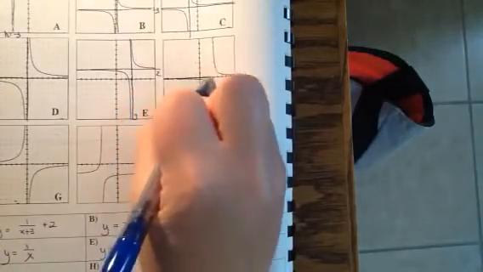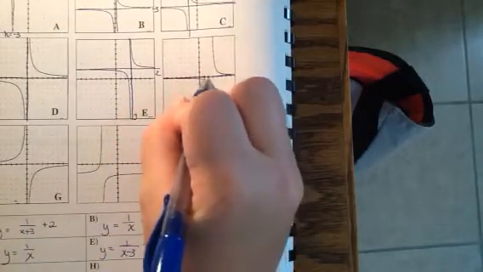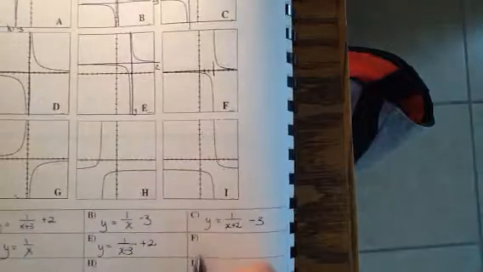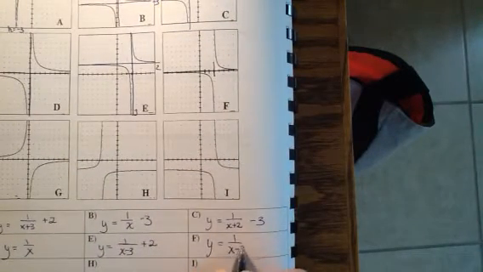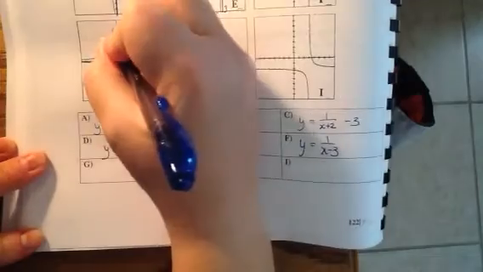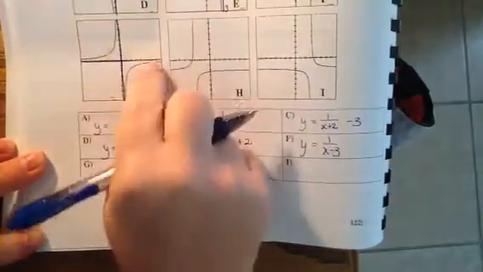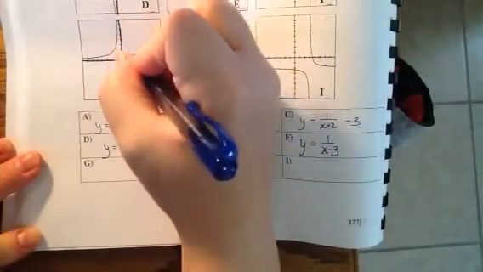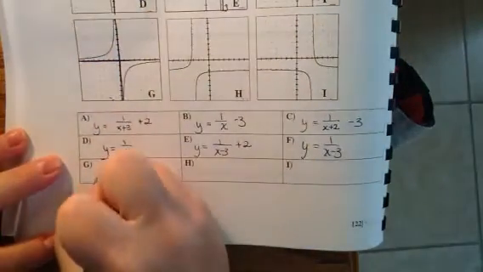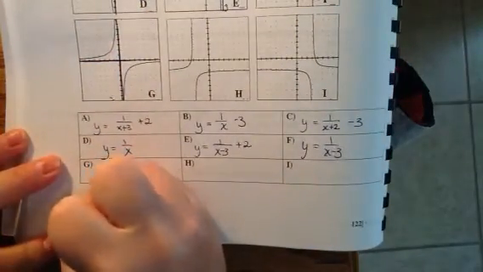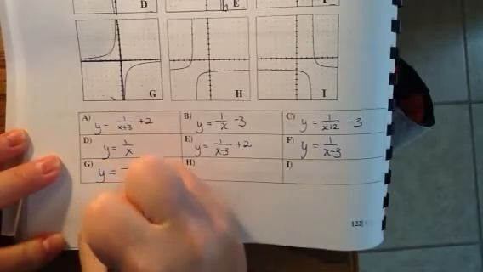Letter F didn't go up or down at all, but it did go sideways, 1, 2, 3. So letter F is going to be y equals 1 over x minus 3. Letter G's asymptotes are the same, but if you notice, this is backwards. Normally the parent function's here and here, which means it's been reflected. So all we have to do to reflect it is y equals negative 1 over x.